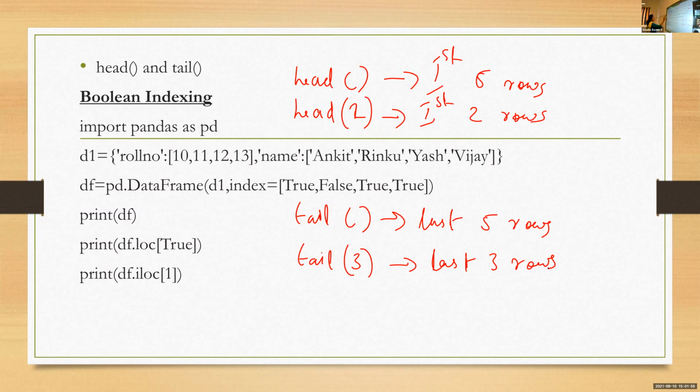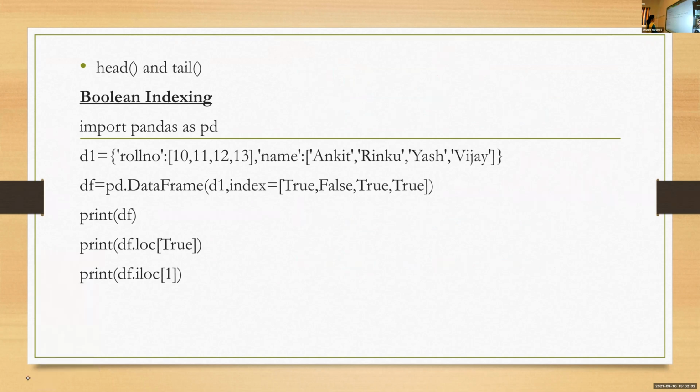So next one is Boolean indexing. Boolean indexing means instead of 0, 1, 2, 3 indexing, we can give Boolean values, true, false, as the row name. That is Boolean indexing.